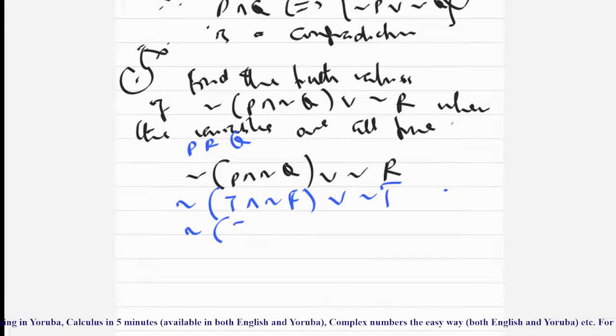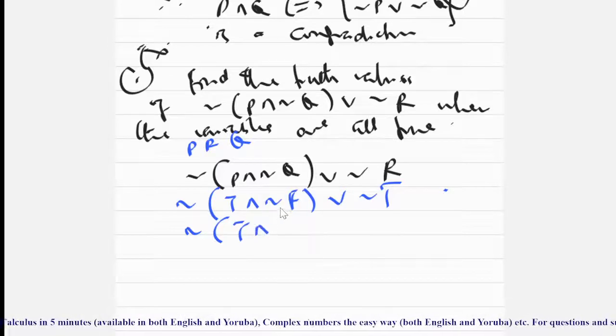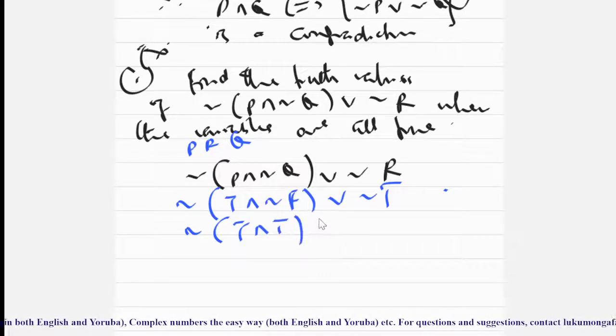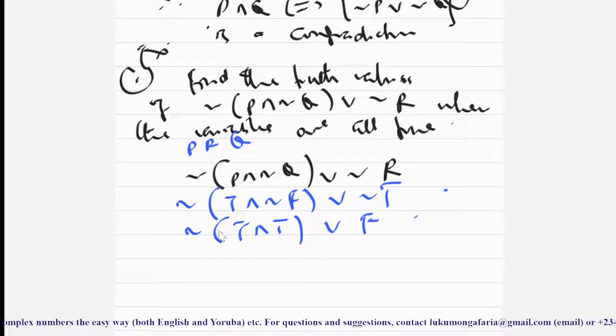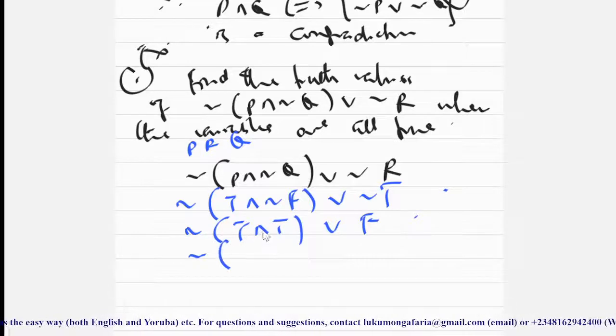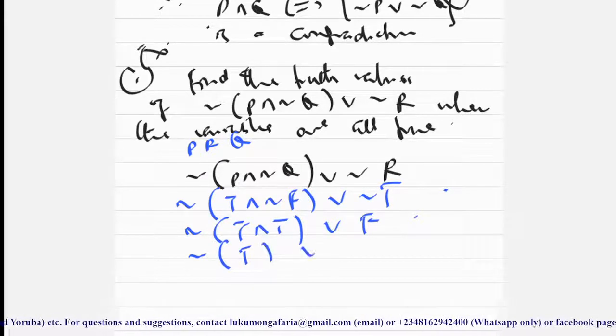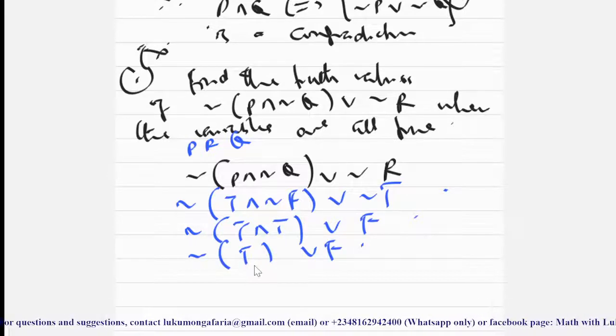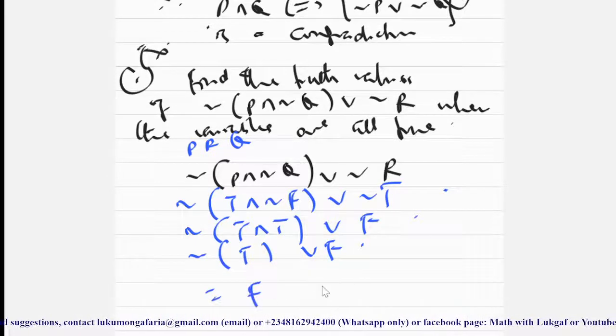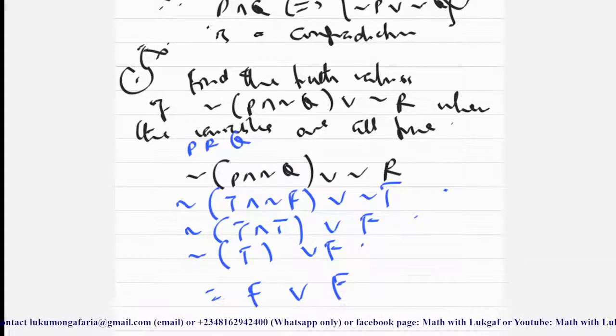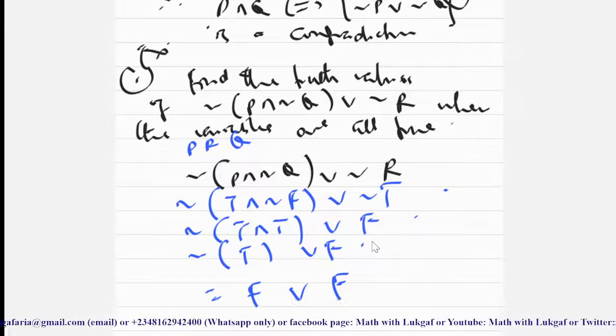So, okay, now let me do this. Do the one inside the bracket. This will now be true. And what is negation of true? That is false. I hope you understand now. Then what is T and T? That is going to give me T or F. What is negation of T? That's going to give me F or F. So what is F or F? You understand now.